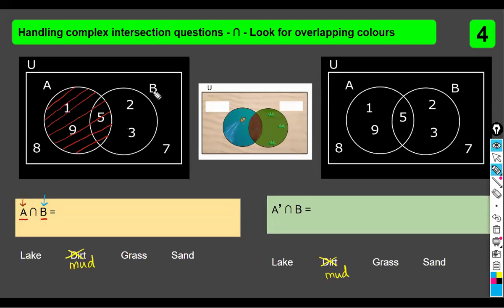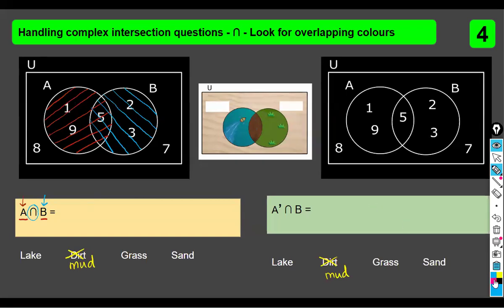Now, what is B? I told you all, B is the entire B circle, the grass and the mud. So now, using slanted lines in a different direction, it's always good to choose a different direction, shade the grass and mud region. Yes, I know the red and blue are going to overlap. That's the whole point. In an intersect question, if you shade both portions in a different color, one region will have two colors. The two colors will overlap.